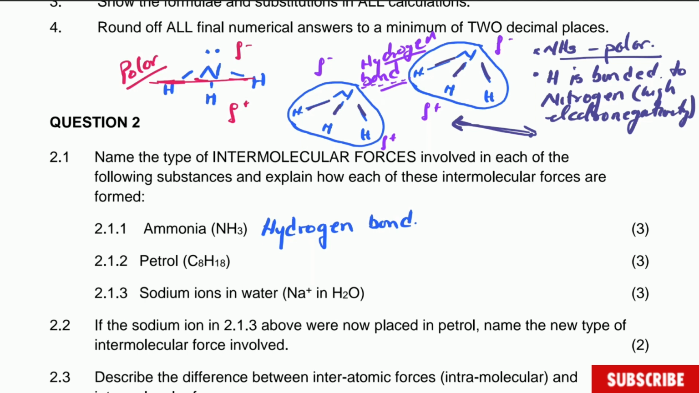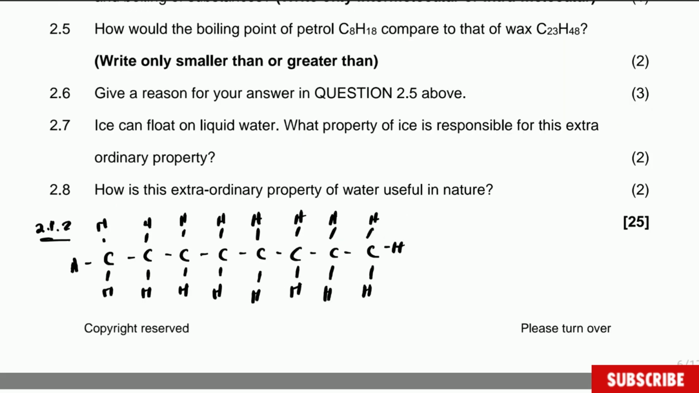Now, petrol. And this is the molecule of petrol. This is how petrol looks like, guys. This is the molecule of petrol. Now here, what you need to know, this is a large molecule and it's a non-polar molecule. It's a non-polar molecule.